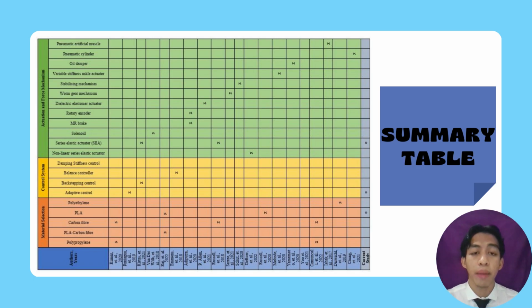This is the summary table of 20 different journal articles that I have used to perform the literature review. Based on this, I have decided to use PLA for the material of the project, adaptive control for the control system, and series elastic actuator for the actuation system.